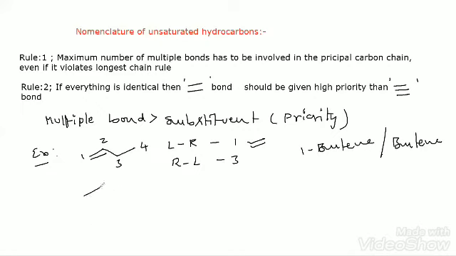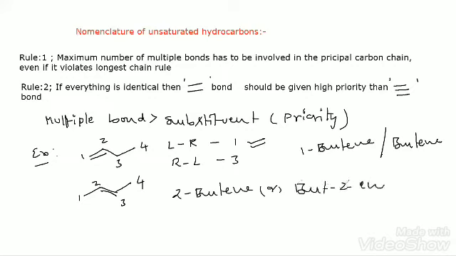Similarly, if you have the same compound like this, and I have a double bond here, from both sides the double bond gets the same number, 1, 2, 3, 4. So in this case, the name of this compound is 2-butene, or but-2-ene. Both are the same.